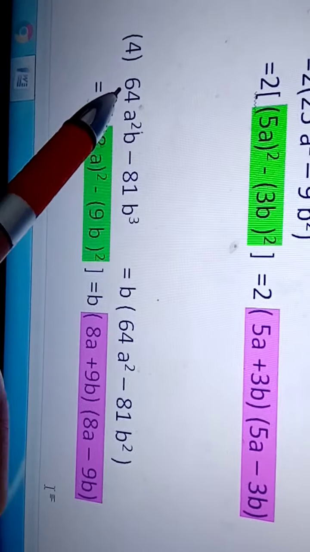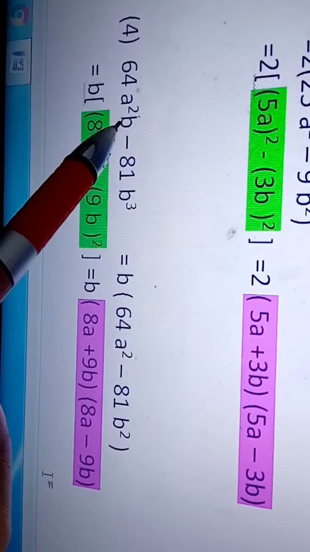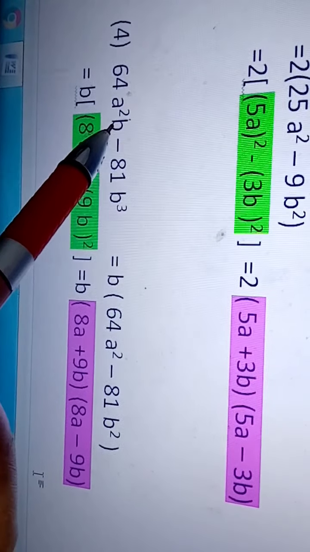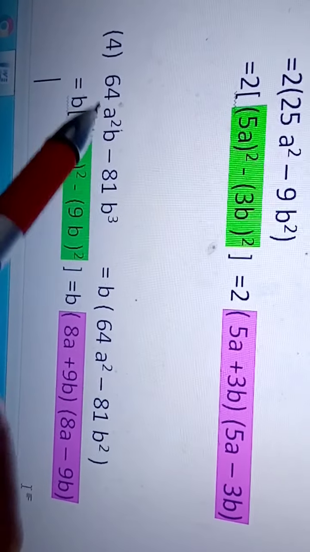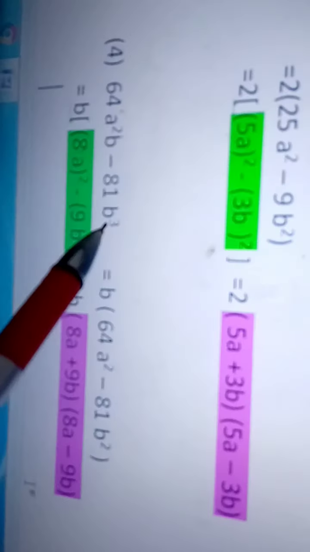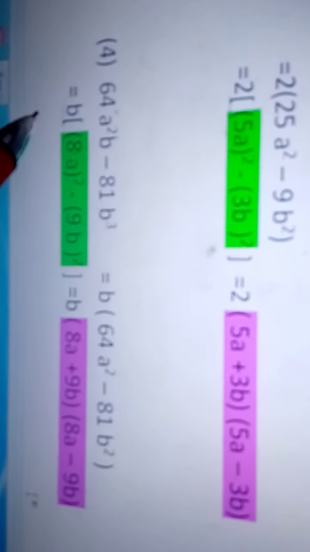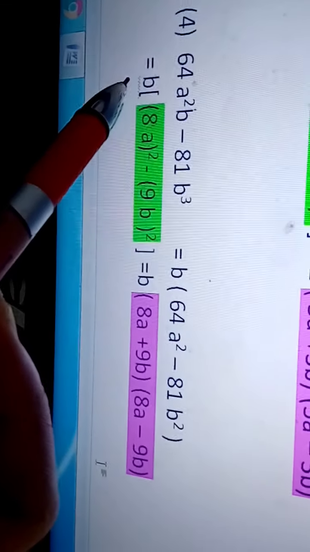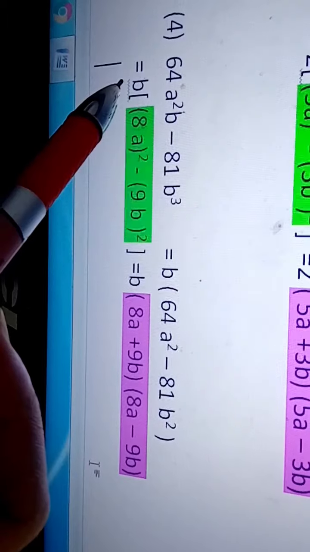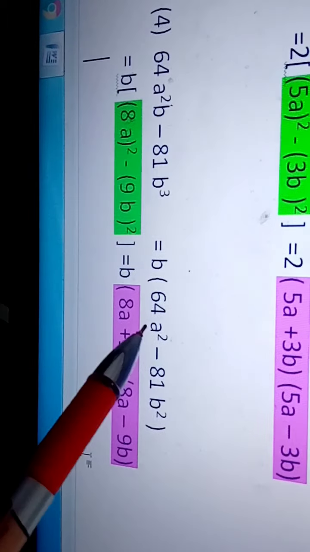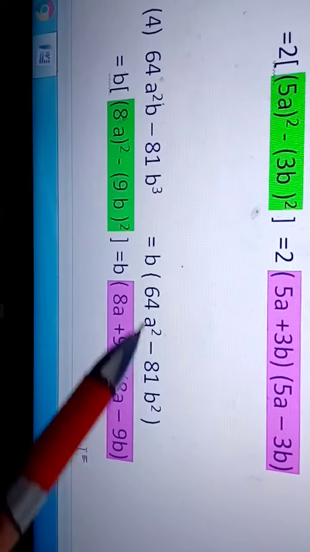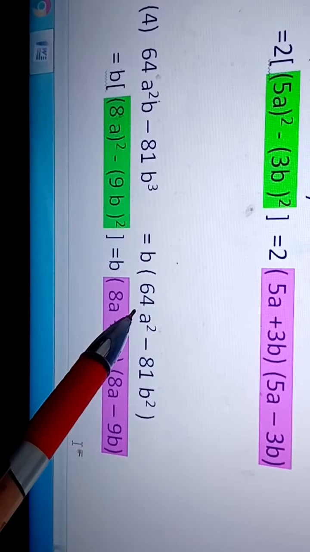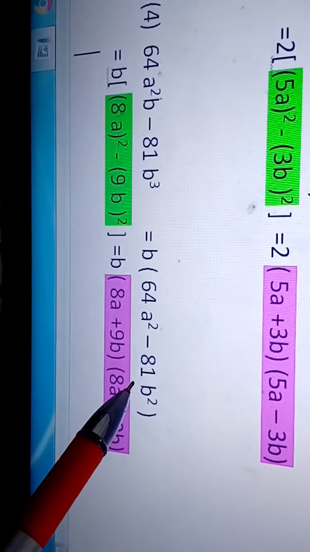Here also you will see this cannot be written in perfect square form because this b is extra. Here also it is b cube, which means b can be taken out common from the two terms. Okay, b is taken out common. After that this is what is left, 64a square and 81b square. After taking out common, now the two numbers are perfect squares.